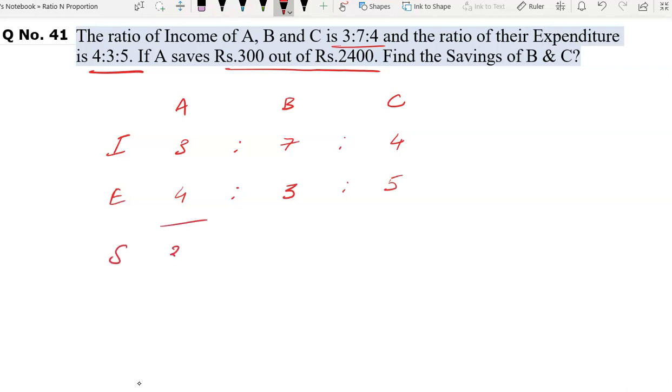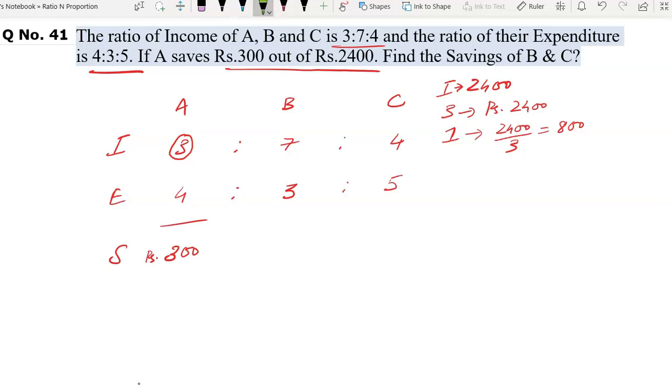So saving is given as rupees 300 out of rupees 2400. So that means 2400 is our income for A. Income of A is rupees 2400. Now income in the ratio is 3 units. So 3 units represent rupees 2400. So 1 unit will represent how much? 2400 divided by 3 is equal to 800. So that means 1 unit is 800. So 3 units is 2400. So we can directly say that 2400 is the income of A.